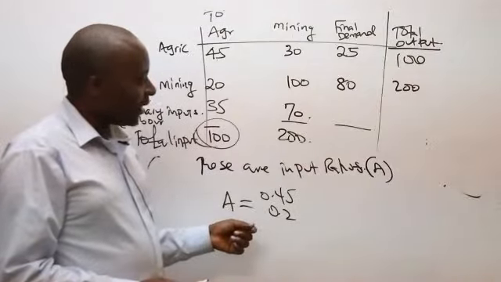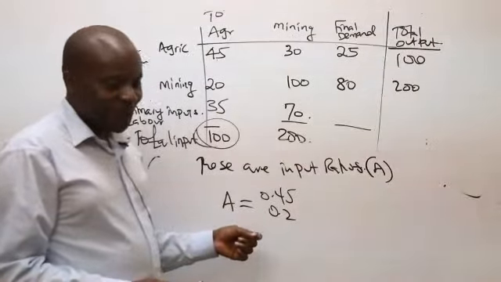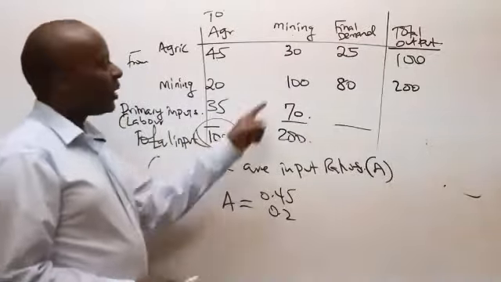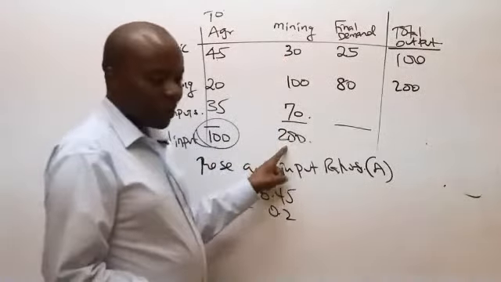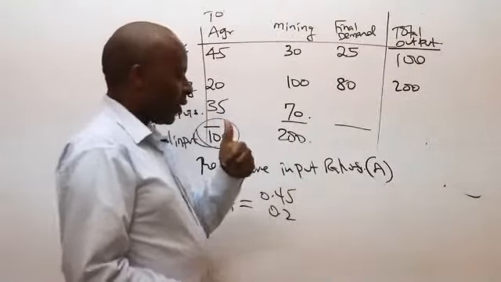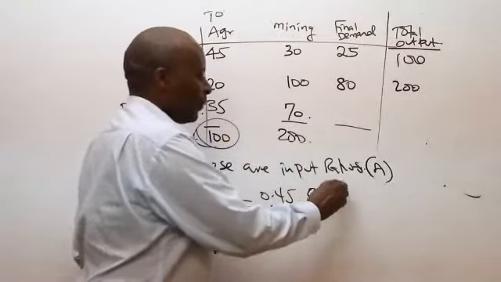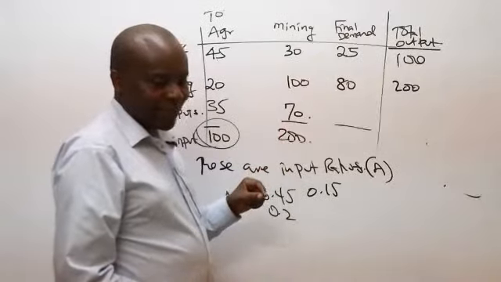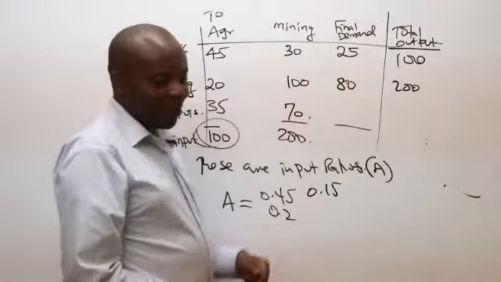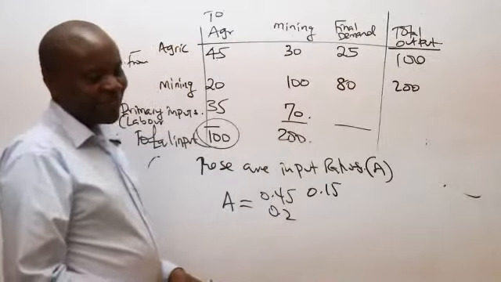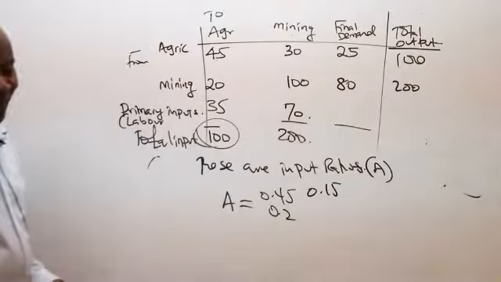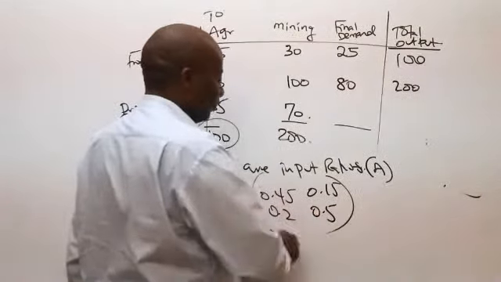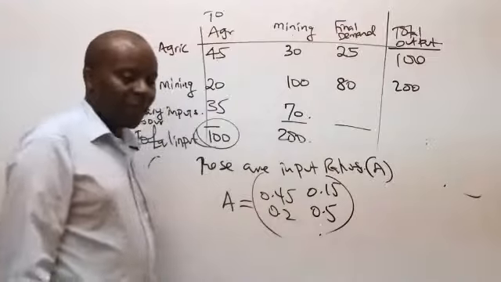Someone is still saying 0.3 and 0.1. No. It will be 30 over the total input, which is 300, so it should be 0.15. And then we have 100 divided by 200. 100 divided by 200 is not 0.1. What does it become, somebody? It becomes 0.5.